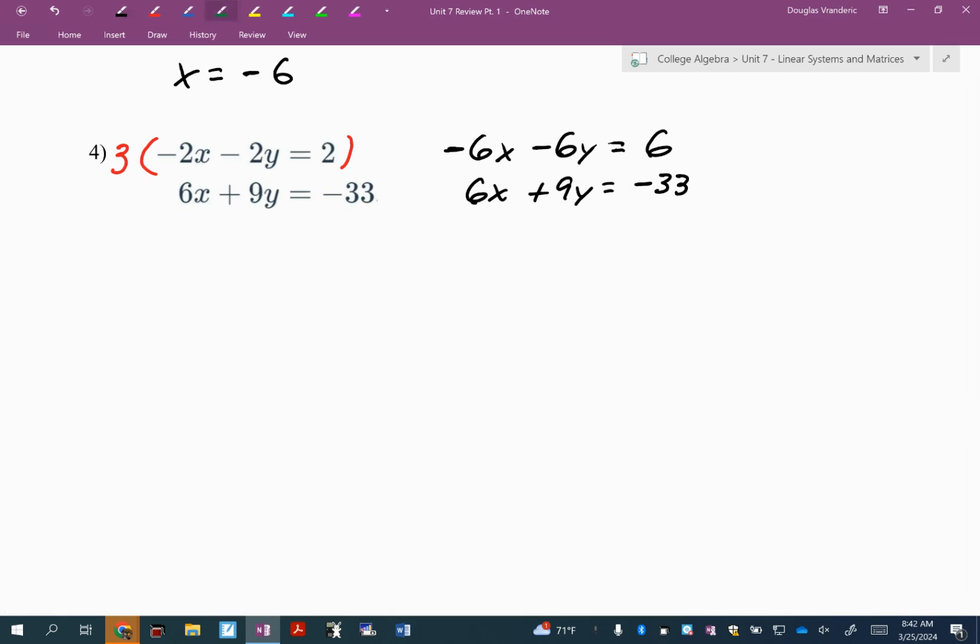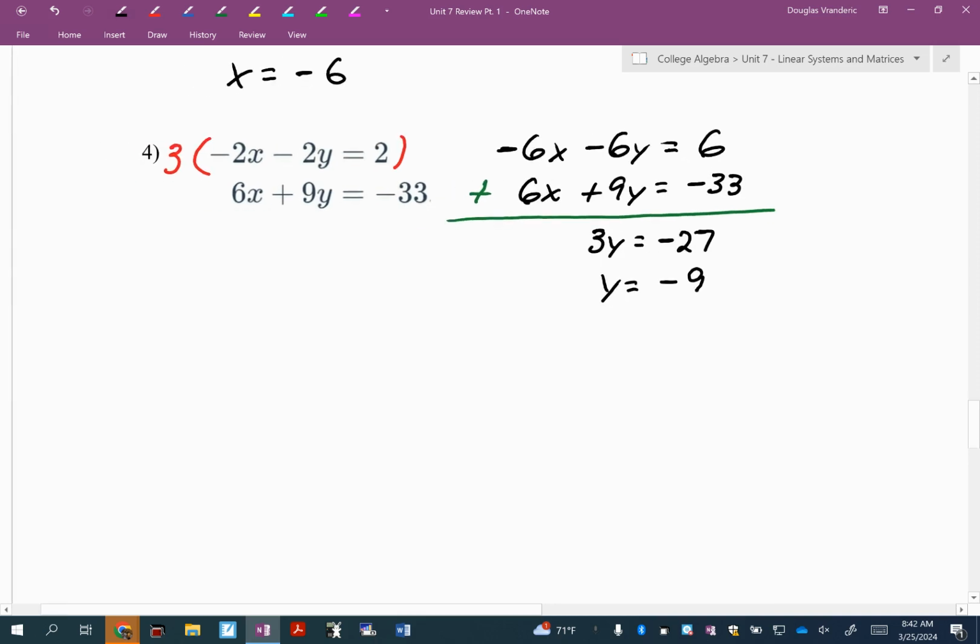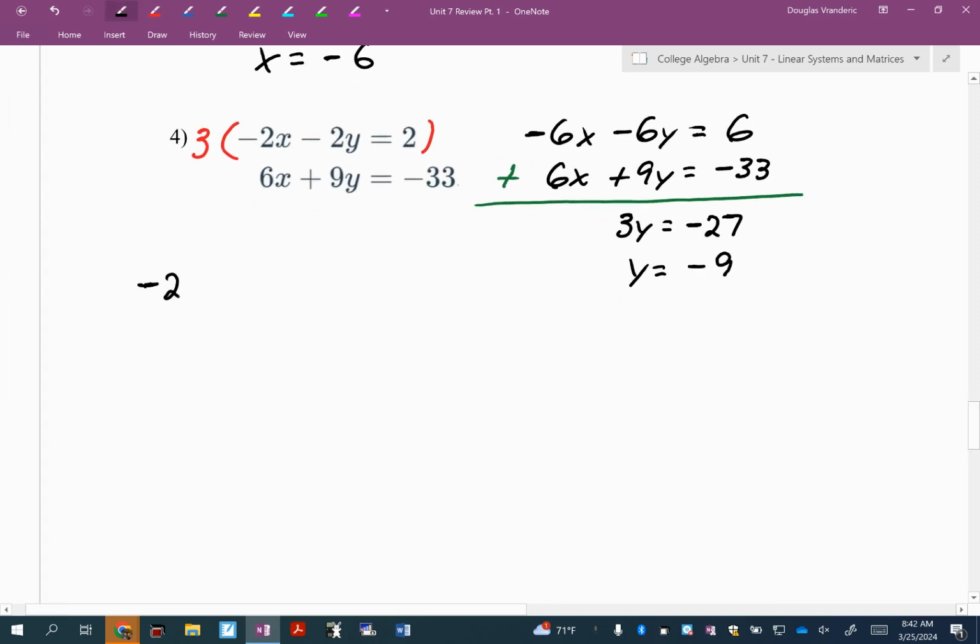So if I add right now, that's going to make 0x. So negative 6y plus a 9y equals 3y. And 6 plus a negative 33 is going to be negative 27. So y equals negative 9. I'm going to copy my first one. Again, you can use the second one. It doesn't matter. You should get the same thing if your algebra is done right.